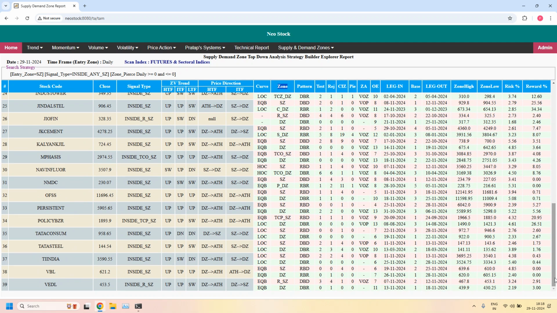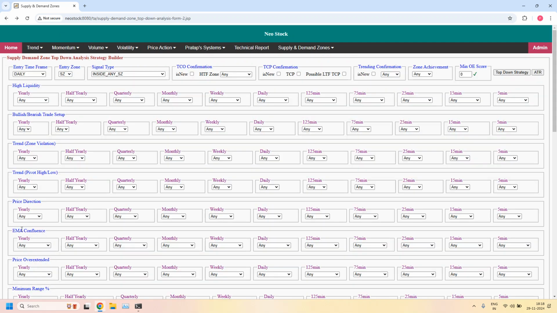Okay, and we can also further filter these stocks based on EMA confluence. So daily supply zone having daily EMA confluence. Let's filter in the EMA confluence at a daily time frame. Daily supply zone having daily EMA confluence filter is enabled, but always remember EMA confluence makes sense only in the trending market but not sideways.